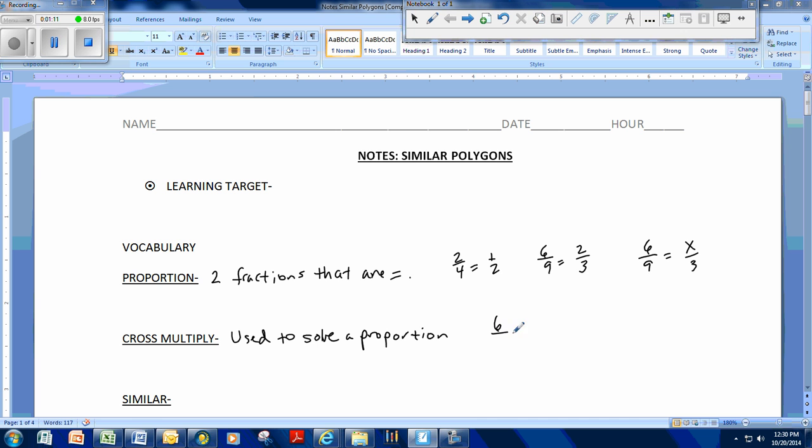So if we're going to go 6/9 is equal to x over 3, all right, we would cross multiply. We go 9 times x, which is 9x, and then 6 times 3, which is 18, and then we'd solve for x. So in that case, x is 2.